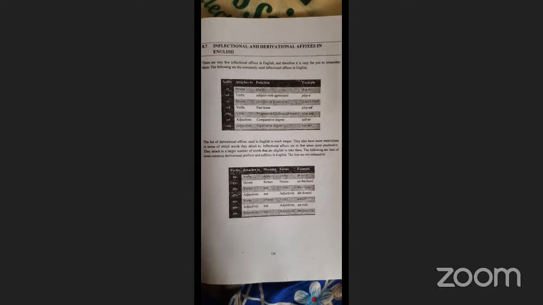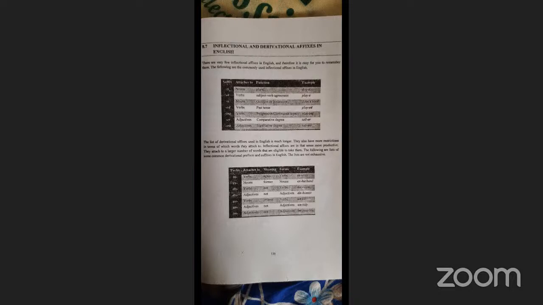Now, words in English could be formed in multiple ways. There are multiple methods in which new words are formed in the English language. So, for example, one very important method through which new words are formed is by borrowing from other languages.